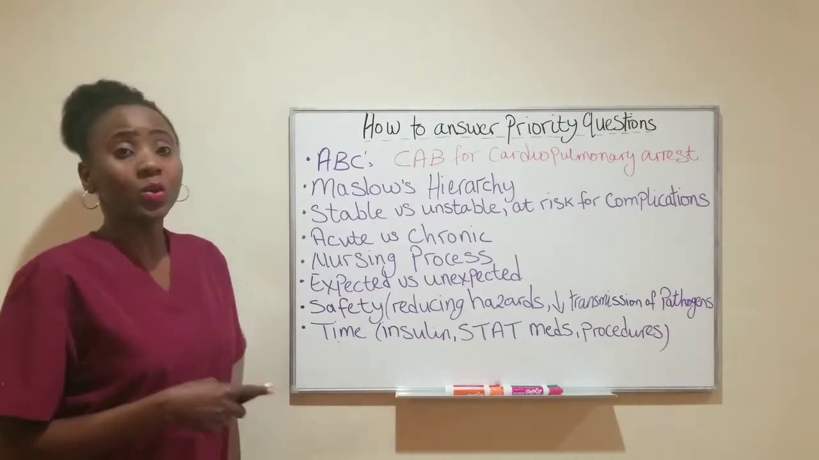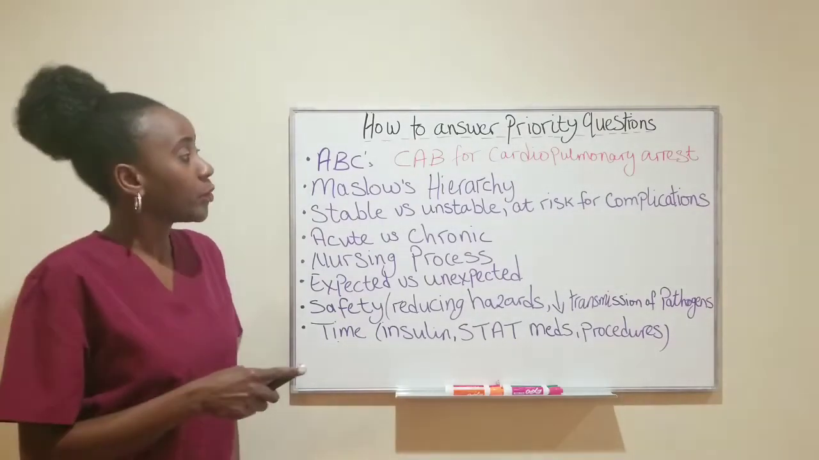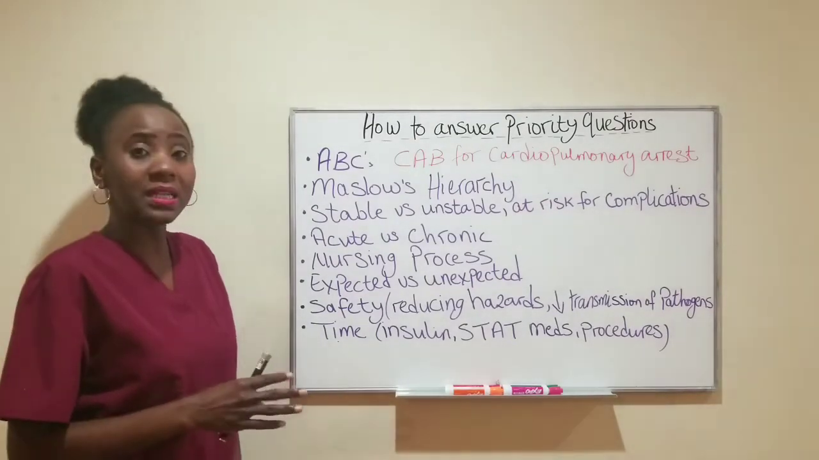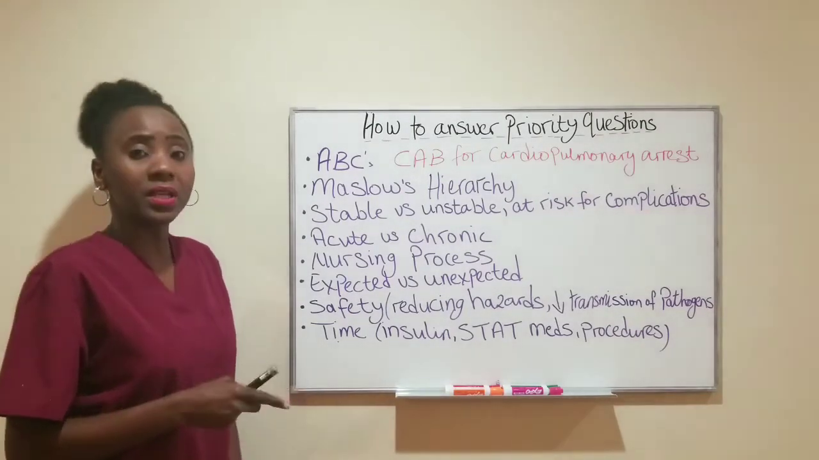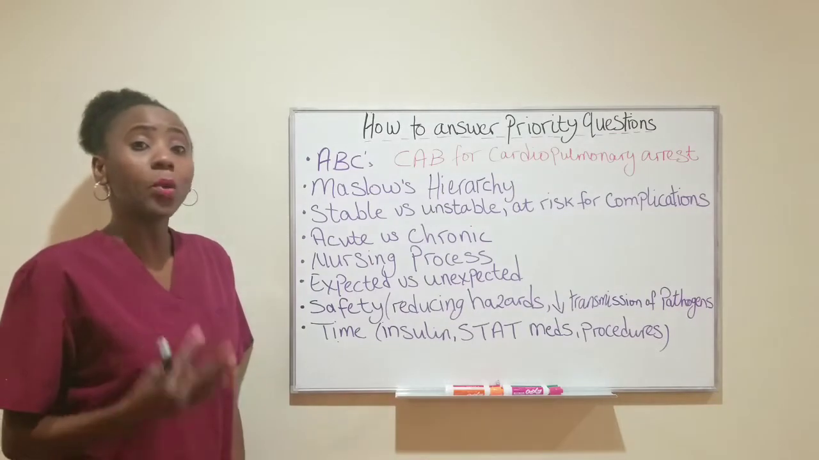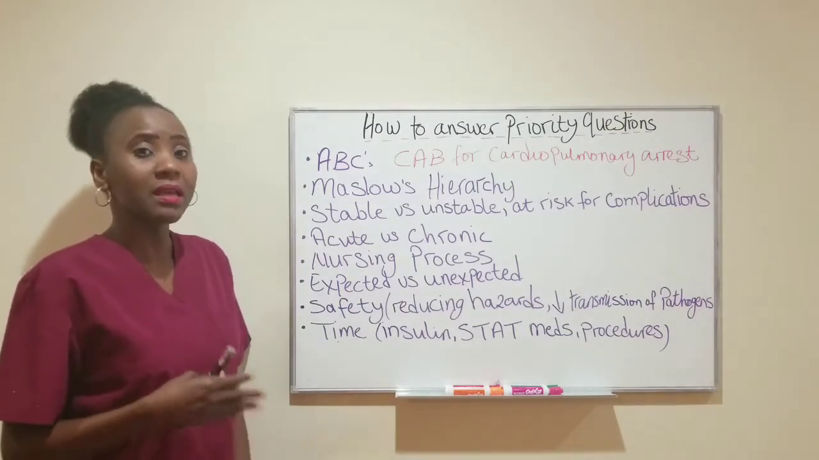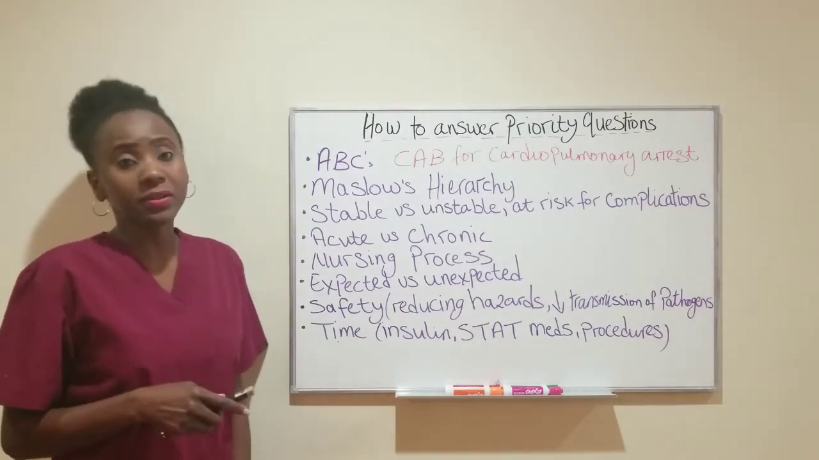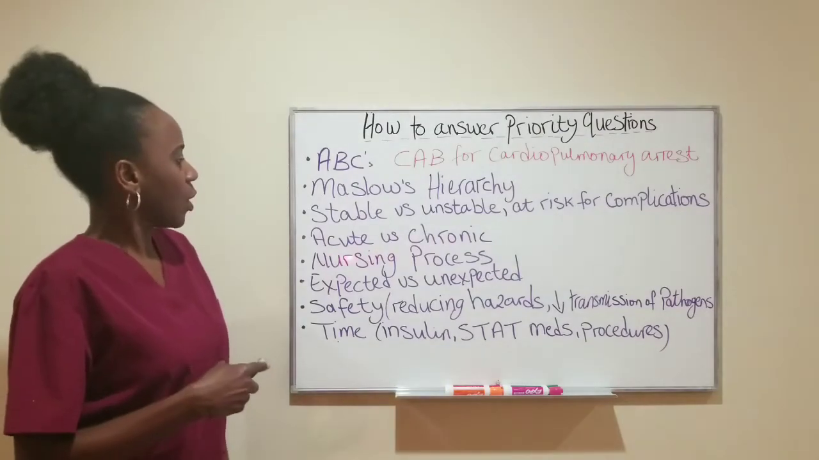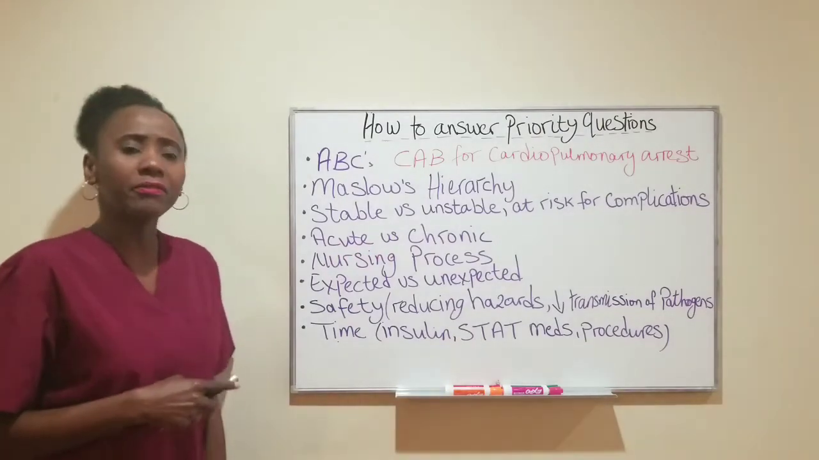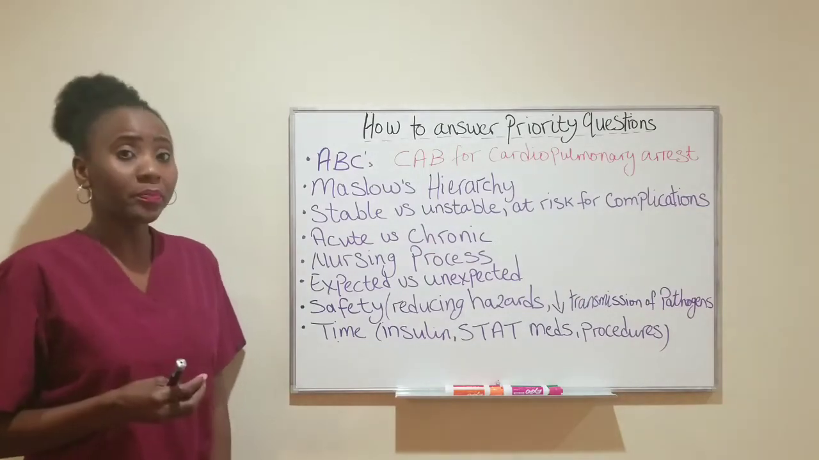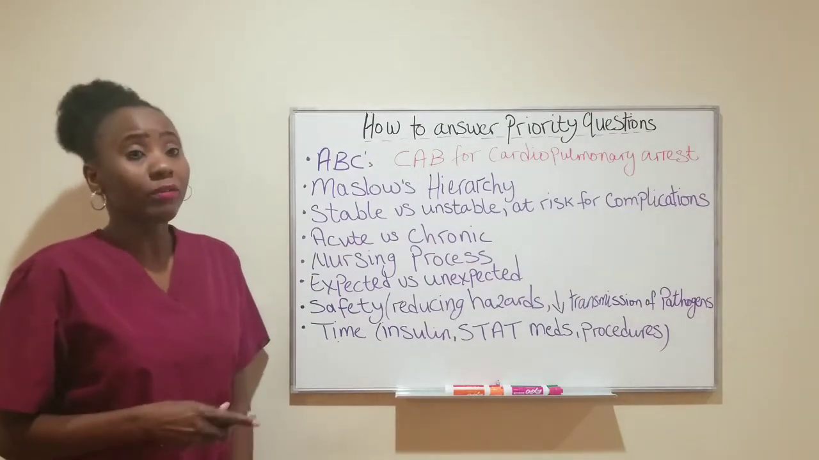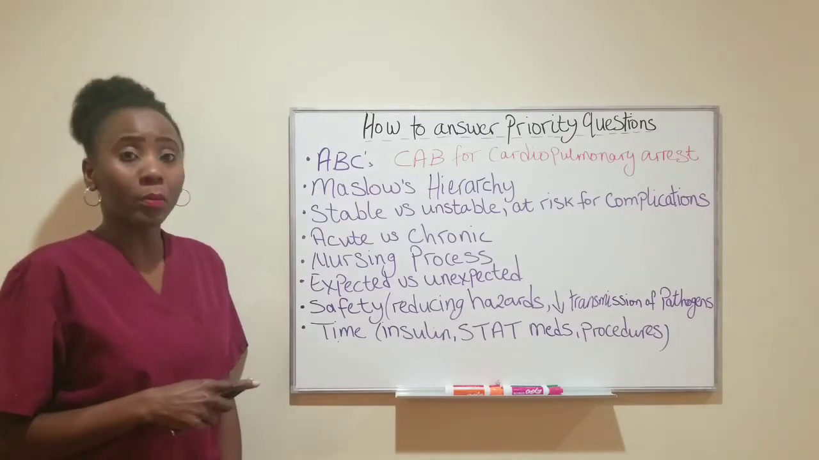And in a situation where all of our patients are stable, we want to first assess or attend to the patient who is at risk for complications. So the patient who is most at risk for complications, that's the patient we would attend to first. Next, we want to look at acute versus chronic. So a patient with an acute problem would be a priority over a patient with a chronic problem.